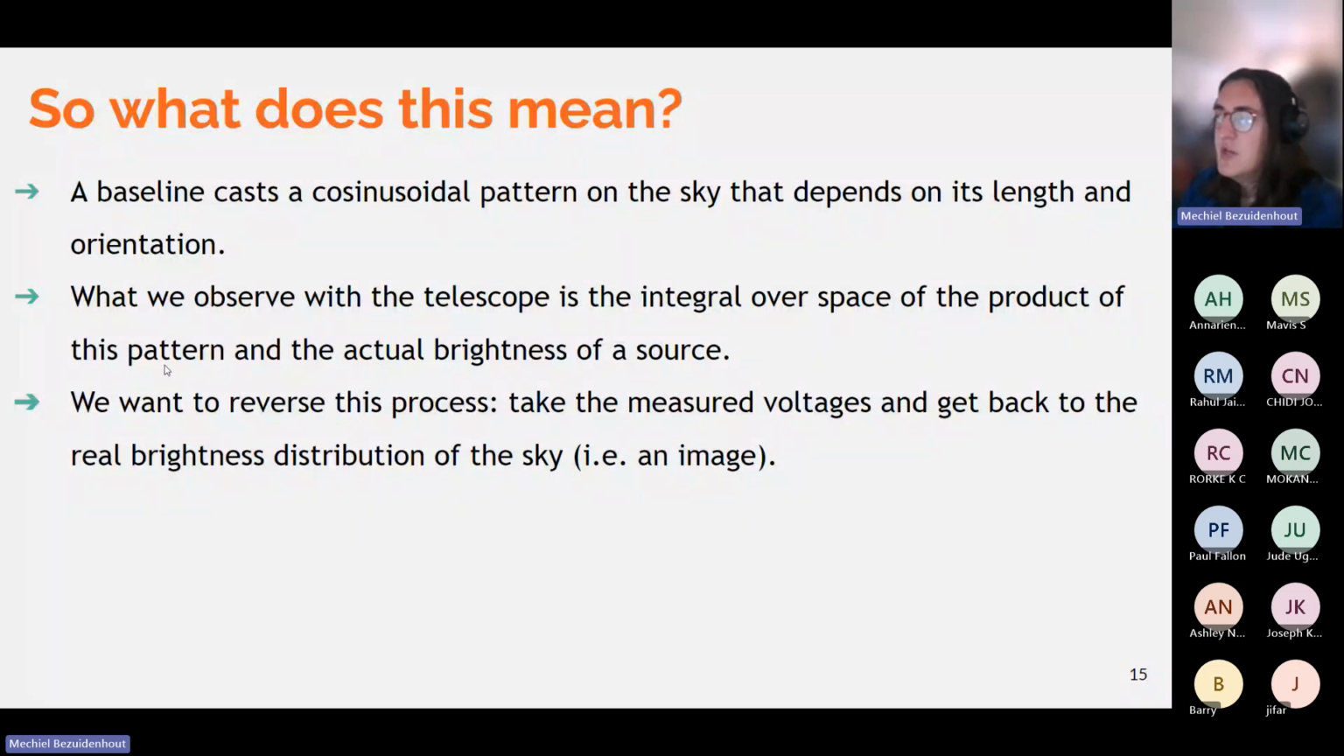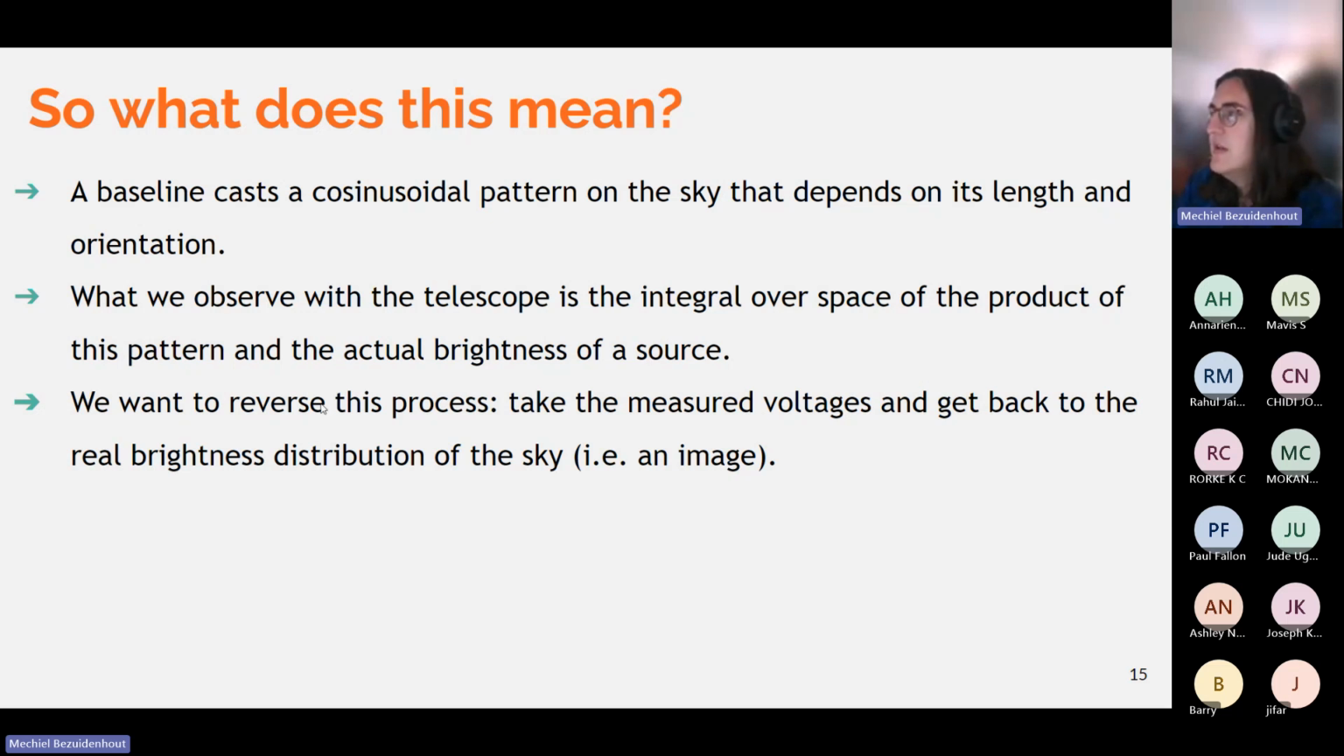We want to reverse this process. We want to take the measured voltages, which is the fringes that we can measure, the response that we can measure, and get back to the real brightness distribution of the sky, meaning to make an image of the sky.